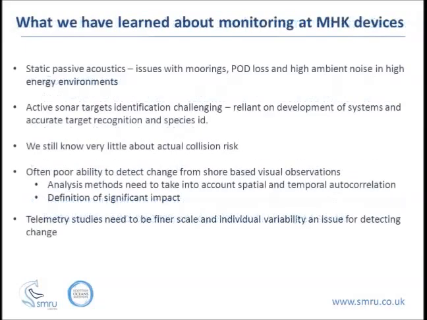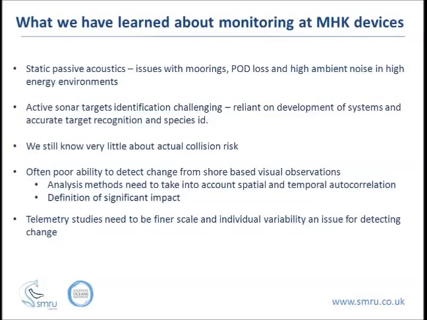So the next slide just wraps up a little bit about what we've actually learned about monitoring, which hopefully is going to lead into the kinds of things you might be discussing in the next webinar, about some of the technologies that we've been using and some of the limitations that there may be. Static passive acoustics, we've had some issues with moorings, we've had high rates of pod loss, and we've had some issues with high ambient noise in the high tidal environment.